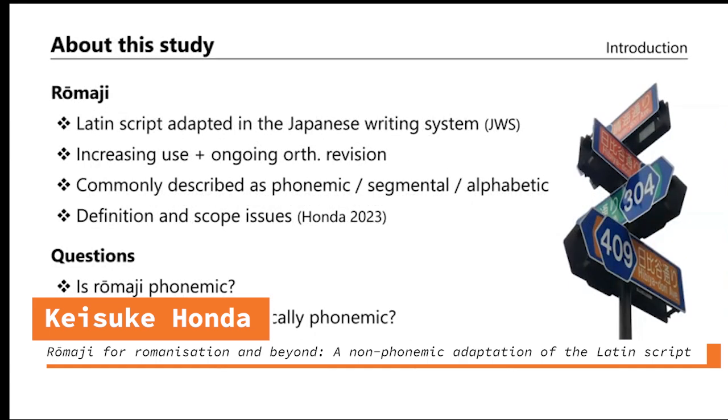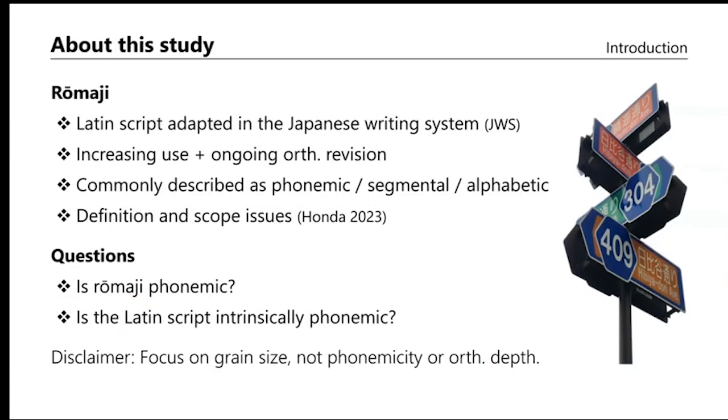Okay, in this talk, I would like to talk about the Latin script adapted in the Japanese writing system known as Rōmaji. This script is increasingly used in today's written Japanese, and just as a coincidence, there is an ongoing discussion of orthographic revision for Rōmaji. So this topic is kind of relevant in today's context.